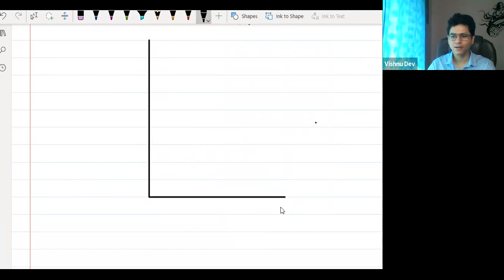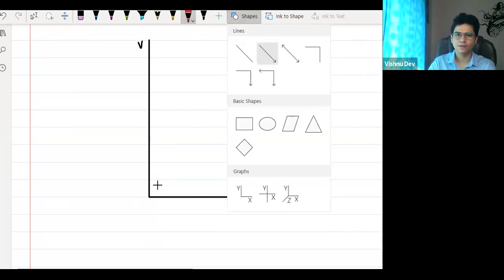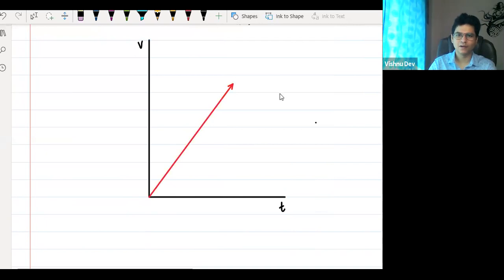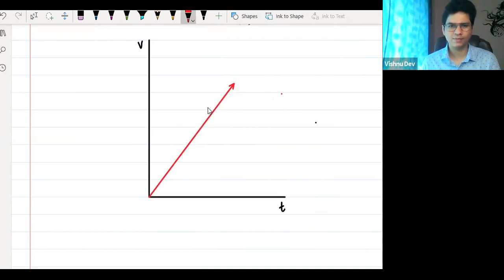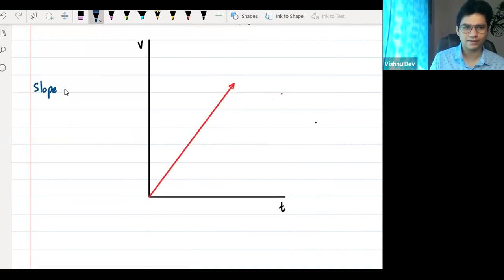Now suppose this is T, this is V. Everyone, step by step, we will try to figure it out, right? This is a VT curve. And suppose I'm having this graph. So obviously this graph represents uniformly accelerated motion, right? Clear है? कोई दिक्कत नहीं है सर, यहाँ समझ में आ रहा है सर, right? So for this graph, slope represents acceleration. Step by step लिखूंगा मैं. So slope represents acceleration. Slope is acceleration. ठीक है?